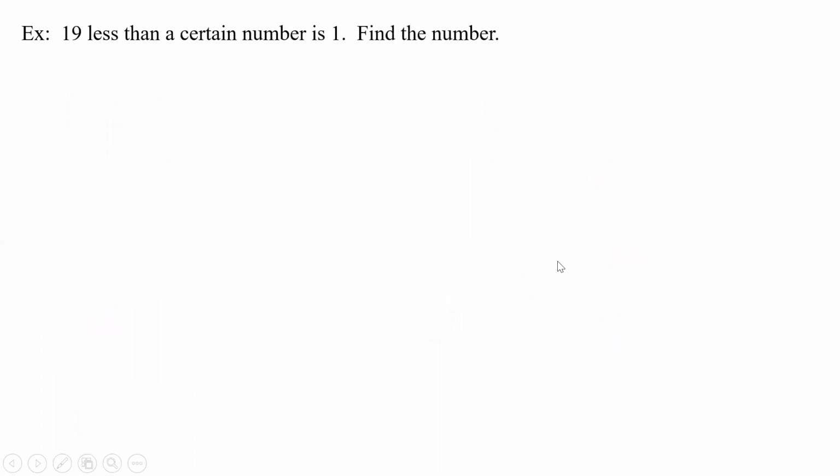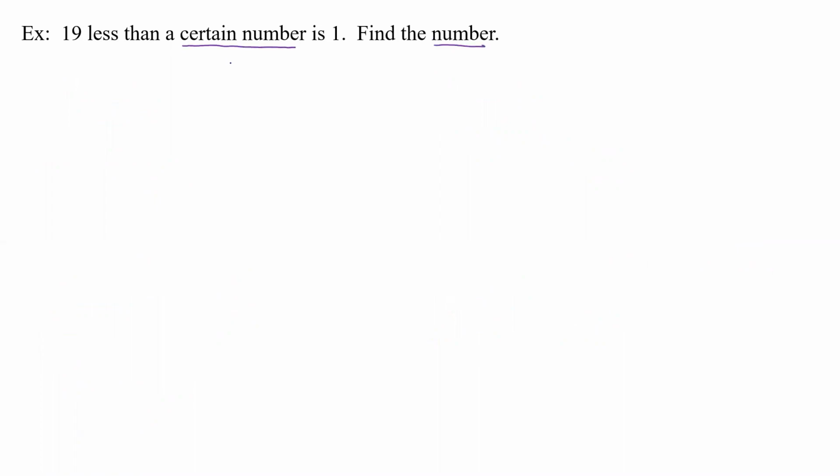All right, so now we've got an application or a word problem. This one says 19 less than a certain number is 1. Find the number. All right, so looking at that, 19 less than a certain number. Well, a certain number, that's what we're looking for. It says find the number. So that certain number we don't know.